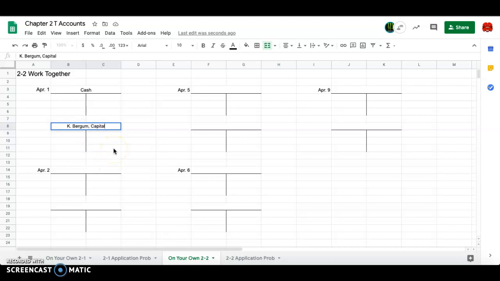Okay, so those are my two accounts. So what's happening? Cash is increasing and capital is increasing. So I know that I increase cash with a debit. So I'm going to put $5,000 right here.